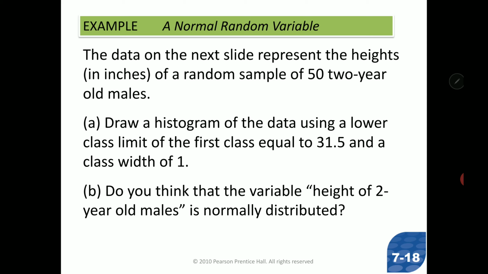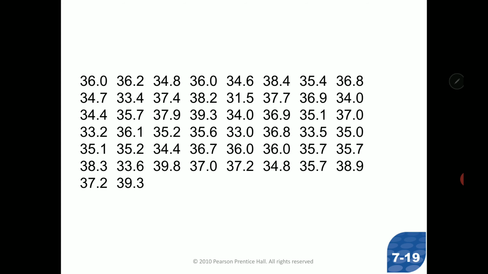The data on the next slide represents the heights in inches of a random sample of 52-year-old males. Draw a histogram of the data using the lower class limit of the first class equal to 31.5 and a class width of 1. Do you think the variable height of 52-year-old males is normally distributed? Now, I'm not going to make you do this.